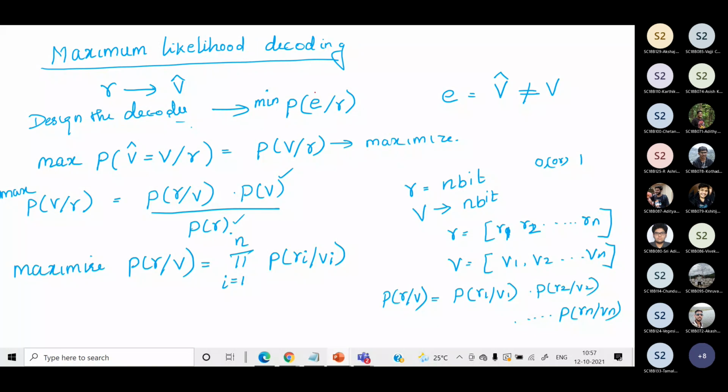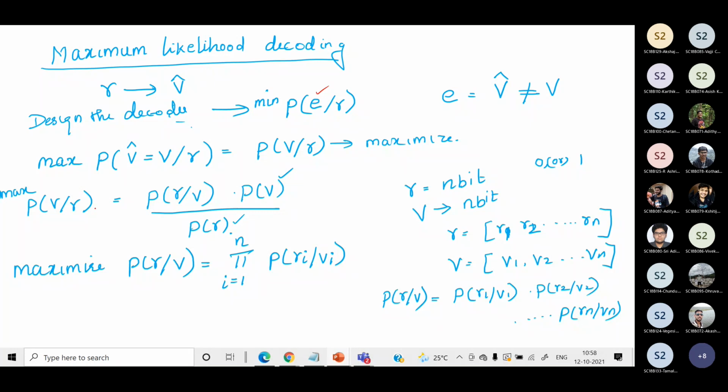So we want to minimize P of error given R. The transmitted V and the estimated V: at decoding we estimate V, and if the estimate is not equal to V, then an error has occurred, that is, the decoder is not able to identify the correct code word. So minimizing this error is equivalent to maximizing the probability that V estimate equals V. So we have to maximize P of V given R.